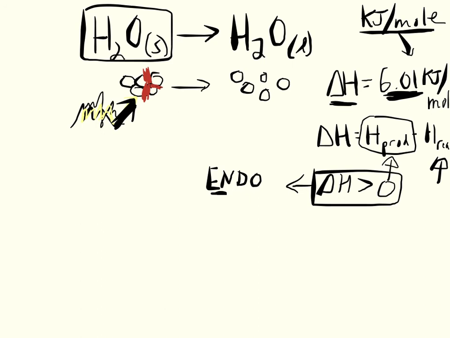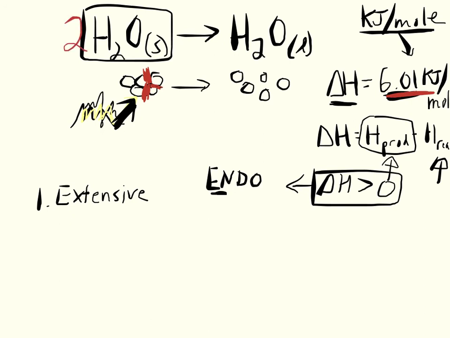Okay? There are a few key points that you need to know about enthalpy. Number 1, enthalpy is extensive. That means that it depends on the number of moles or the amount that are present. If you look at this equation, the coefficients for these are both 1. 1 H2O solid turns into 1 H2O liquid. So for every 1 mole of H2O solid that melts into H2O liquid, that requires 6.01 kilojoules. That's why the units are in kilojoules per mole.